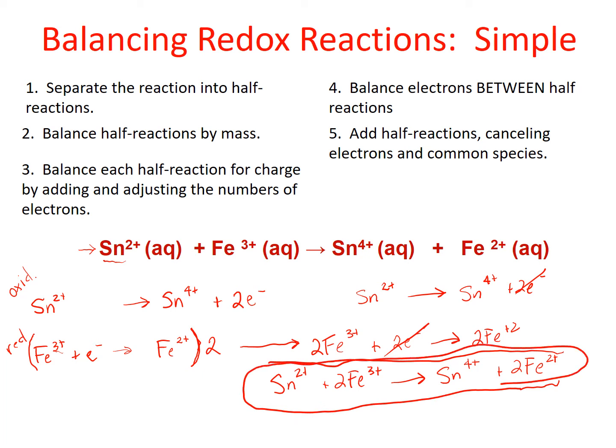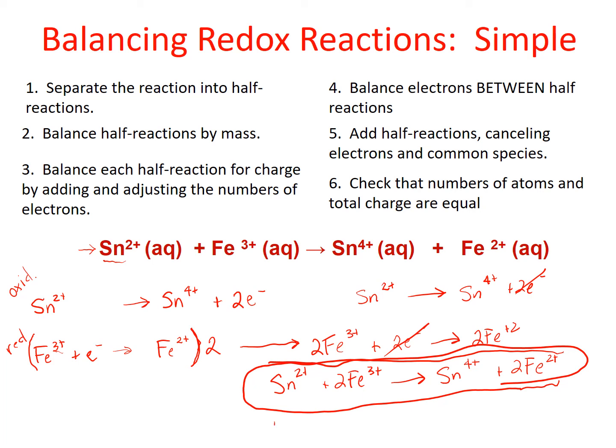But it's always nice to be able to do a final check. And so your final check is just make sure that you've got the same number of atoms of each type. Your mass balance still holds true, as well as your charge balance. So the total charge you have on each side of that arrow is still the same number, the same total charge. So in terms of my mass balance, I've got 1 tin and 1 tin still, and I've got 2 irons and 2 irons.